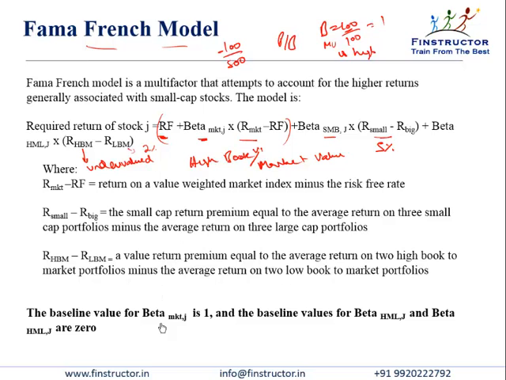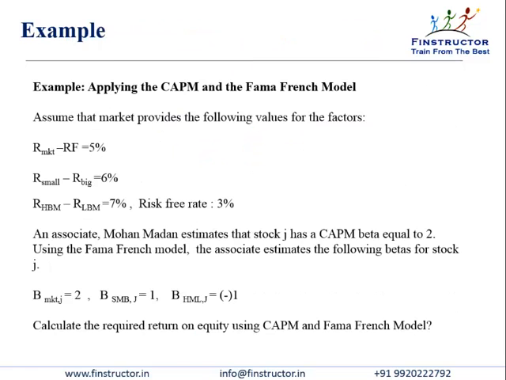Please remember the baseline value of beta market is 1, that is an average risk company. Beta HML and beta SMB are 0, that is an average size company and an average valuation company. Assume that the market provides the following values for the factors. The equity risk premium is 5%. The small minus big premium is 6%. And the high book to market minus low book to market value premium is 7%. The risk free rate is given to be 3%.